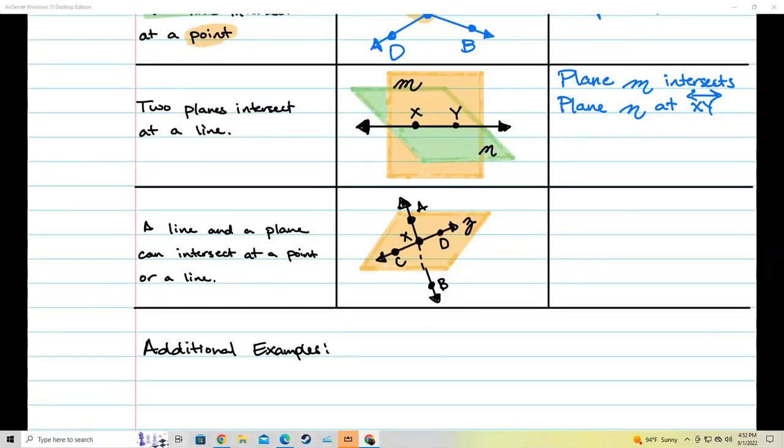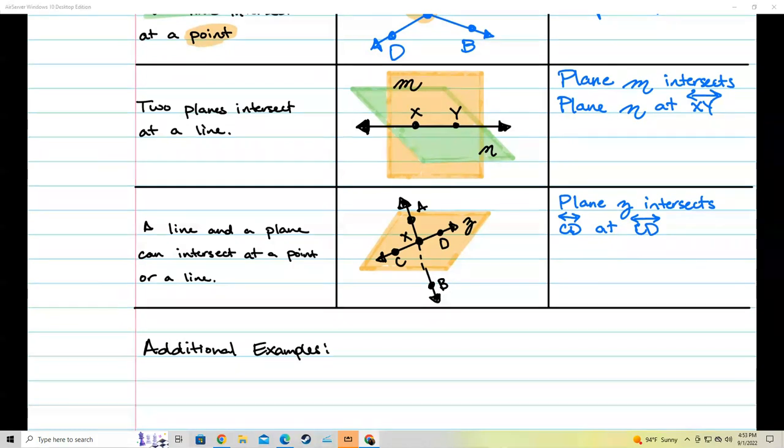So we're going to go ahead and write plane Z intersects line CD at line CD. Because that entire line is on the plane, the entire line is the intersection of plane Z with line CD. Let's take a look at the next one and see how this changes a little bit.